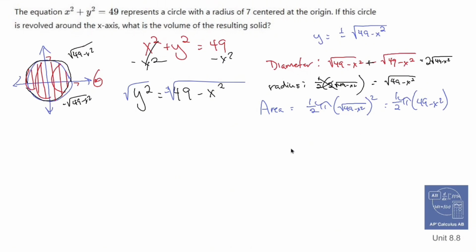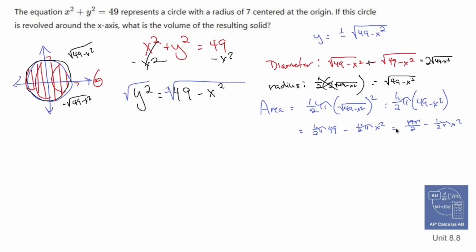That leaves me with, let's make this as clean and pretty as possible. I keep doing all these extra steps, which is fine. Half pi times 49, minus half pi x squared, which is 49 pi over 2, minus, we'll just keep it like that, half pi x squared.